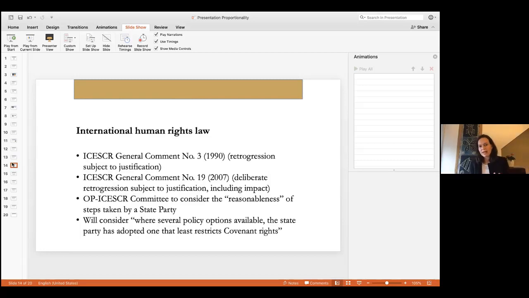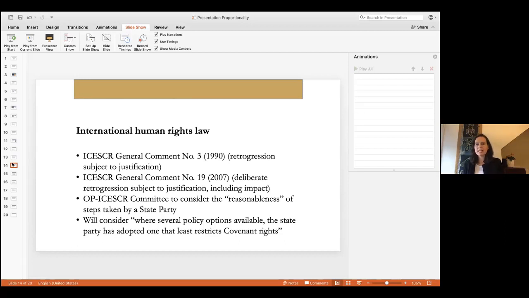I wanted to just say a little bit about where the doctrine is heading in international human rights law, as well as South Africa. So in the very famous General Comment Number 3 on economic and social rights, where the minimum core was articulated by the committee, there was an articulation that any retrogression of rights should be subject to justification. And this was sometimes described as a prohibition on retrogression without due justification. In a far later general comment dealing with social security, Number 19, the committee stipulates that any deliberate retrogression is subject to justification, including a description of the impact on particular groups.